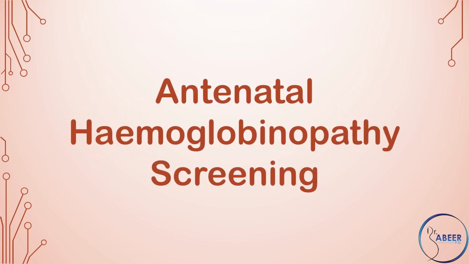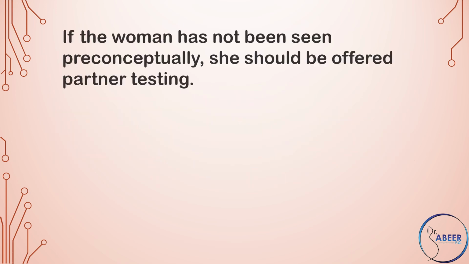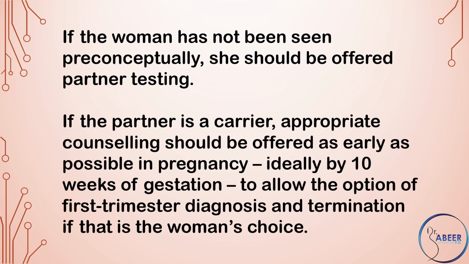Antenatal haemoglobinopathy screening. If the woman has not been seen preconceptually, she should be offered partner testing. If the partner is a carrier, appropriate counseling should be offered as early as possible in pregnancy, ideally by 10 weeks of gestation, to allow the option of first trimester diagnosis and termination if that is the woman's choice.